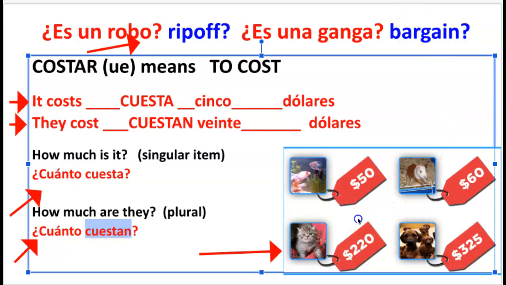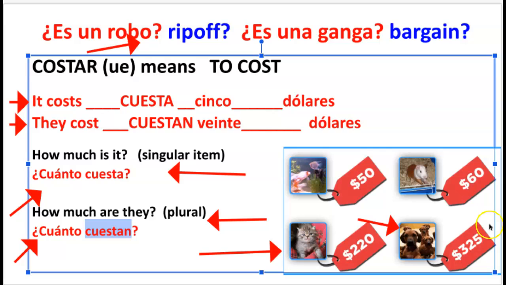So over here we have dogs, perros. I see muchos perros. I see many dogs. So which question will I use to ask how much are the dogs or how much are they? Will I use this version or this version? That's right, I'll use cuánto cuestan because there are more than one dog. ¿Cuánto cuestan? Or ¿cuánto cuestan los perros?